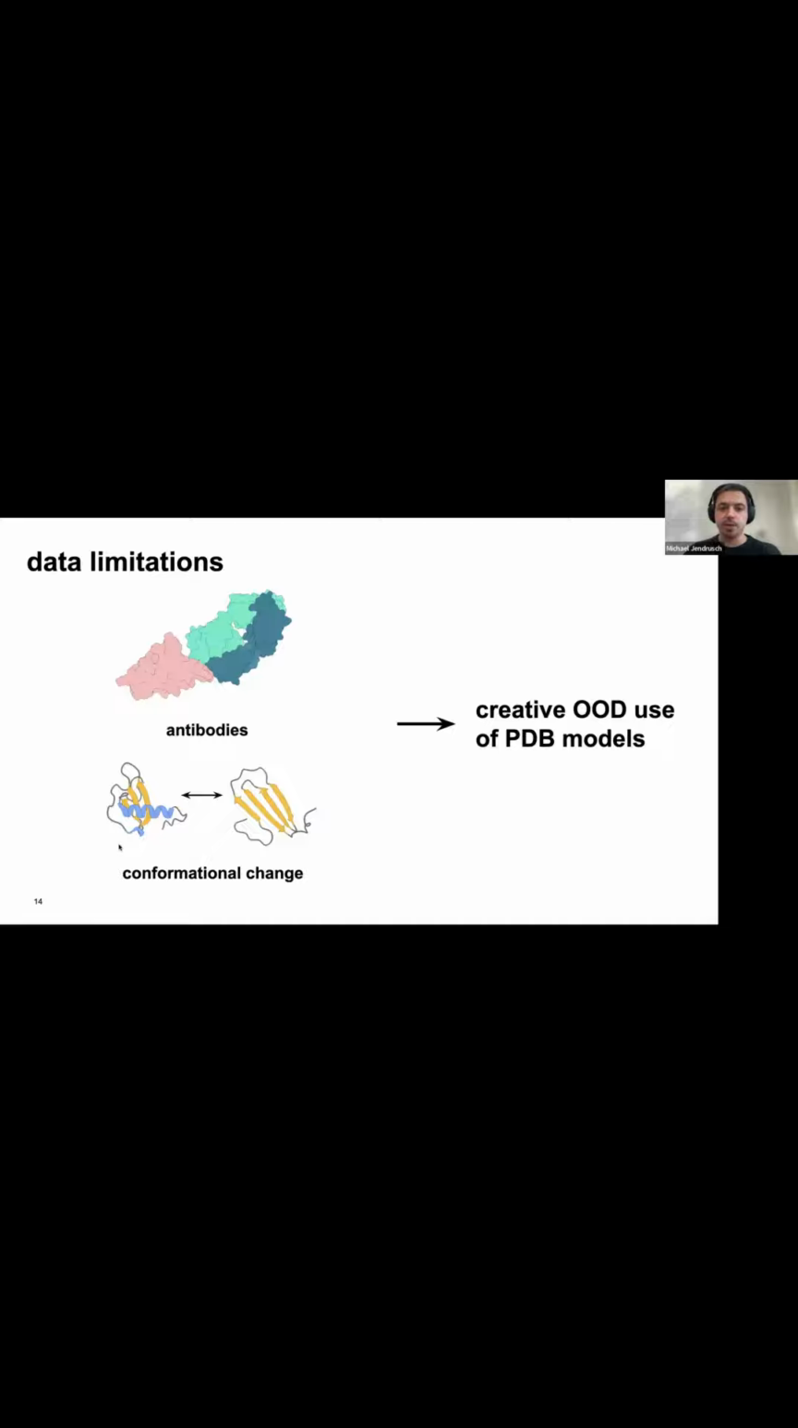And because the PDB is mostly snapshots, mostly crystal structures, which show a single snapshot of a protein, there is very little data on conformational change of proteins that can be extracted from there. So either we need to improve the data situation, or what is easier computationally, we need to somehow creatively force our models to do out-of-distribution generation.